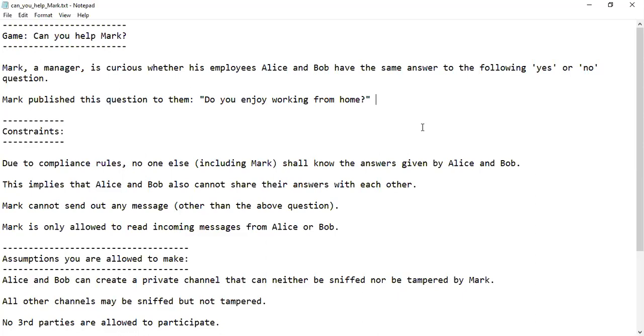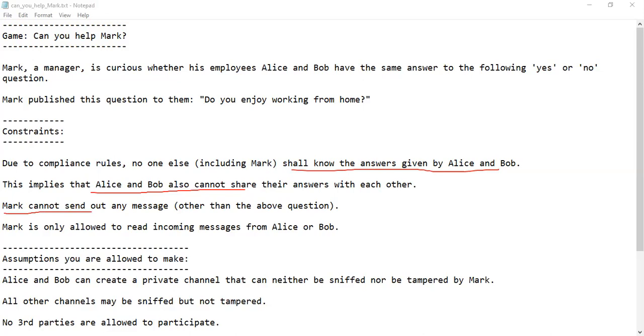Mark should not know the opinion or answers given by Alice and Bob, the raw answers, due to compliance rules. Alice and Bob can also not share their answers with each other. So that's another important constraint, right? Due to compliance rules, Alice and Bob cannot share the answers. Mark should not know the answers provided by Alice and Bob. And Mark cannot send out any messages other than asking this question, okay? However, Mark is allowed to read the incoming messages from Alice or Bob, of course.